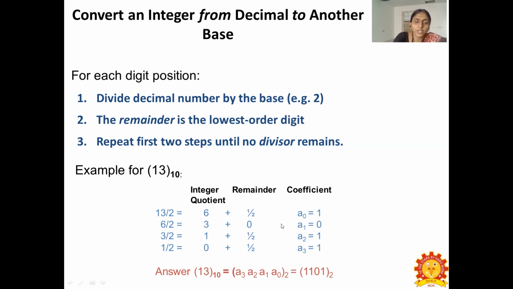So now you are going to consider from the most significant bit in the coefficient value and give your output in the binary form. The most significant value here in the coefficient is A3. So A3 value is 1, followed by A2 value 1, followed by A1 value 0, and followed by A0 value 1. So 13 decimal can be converted as 1101 in binary form.